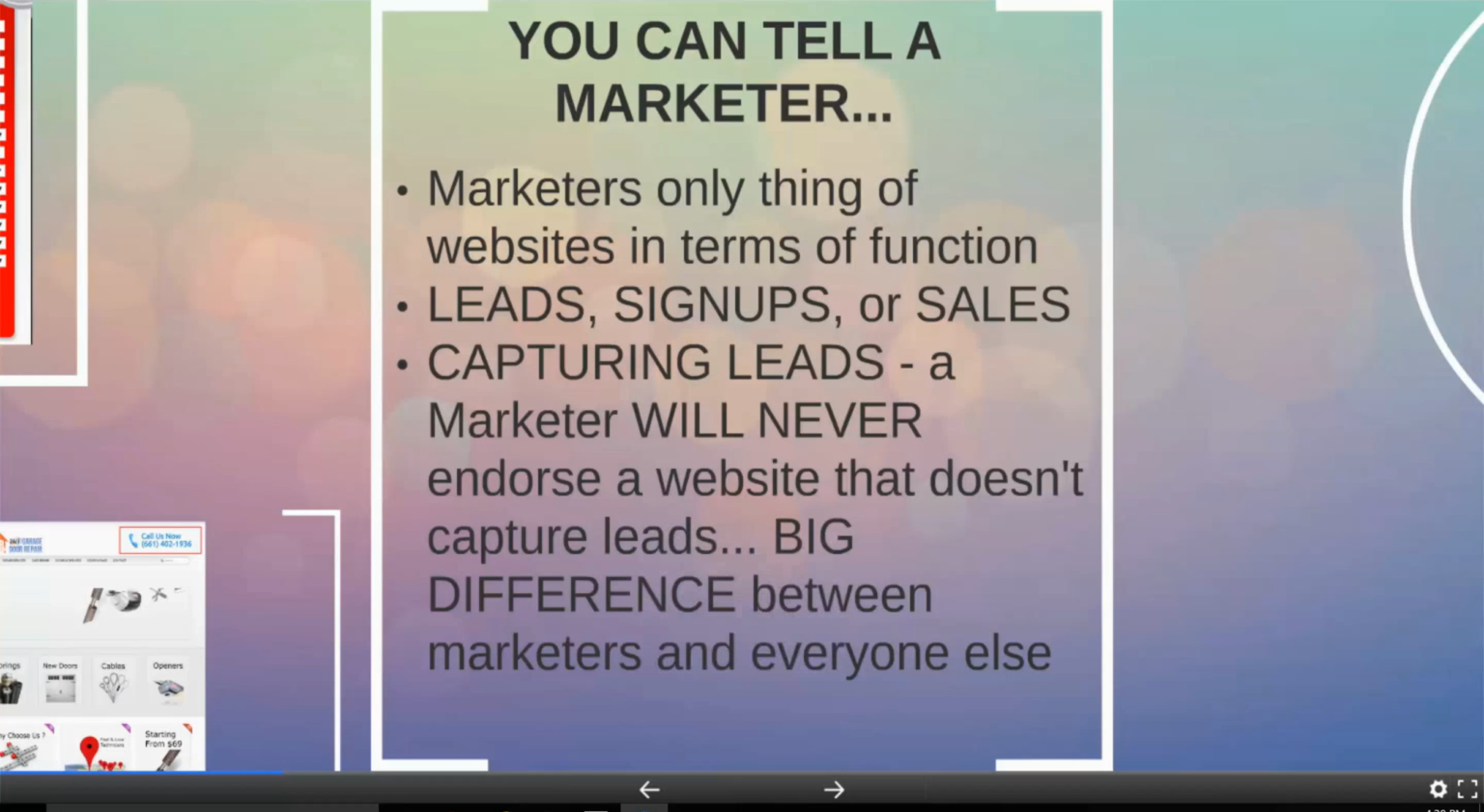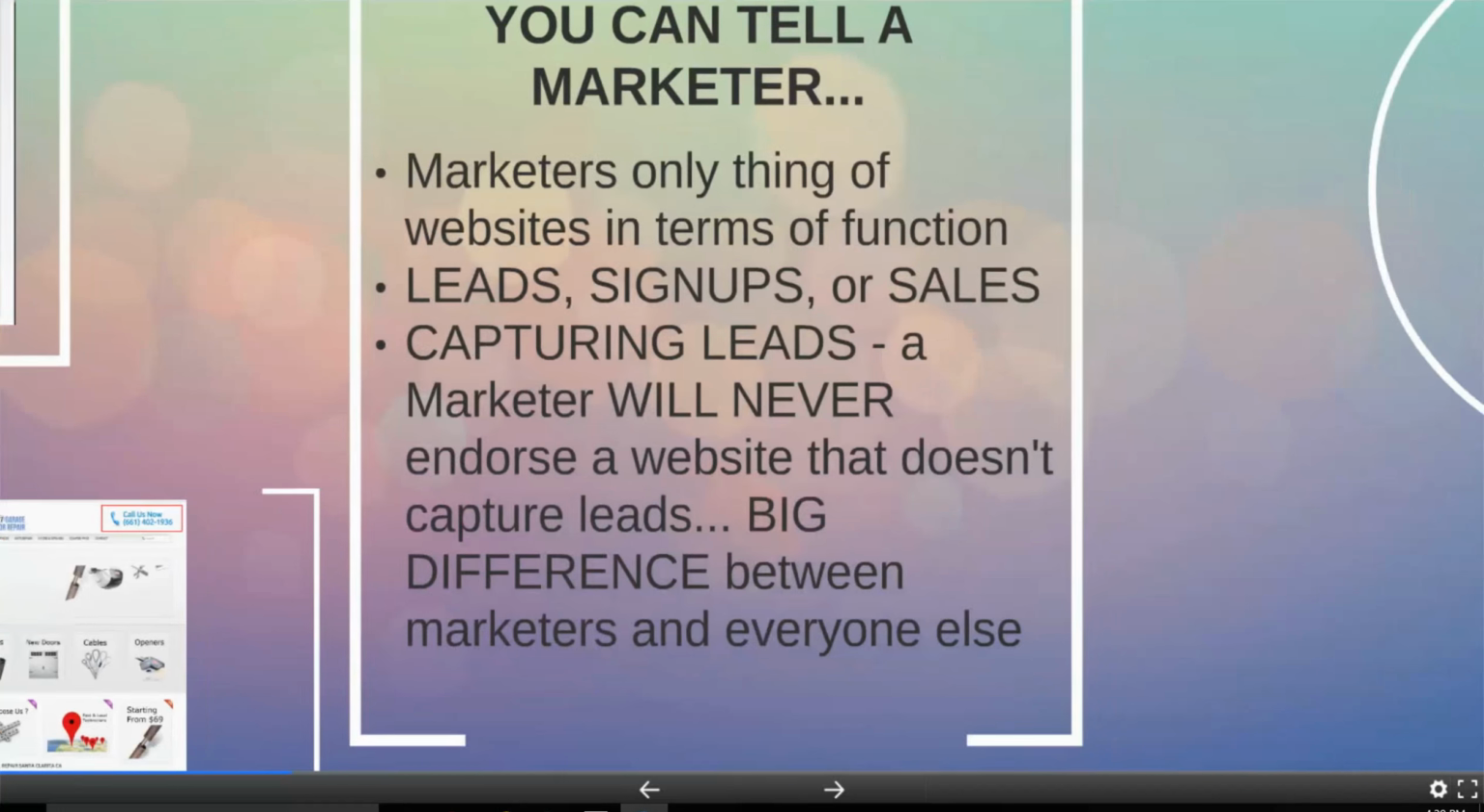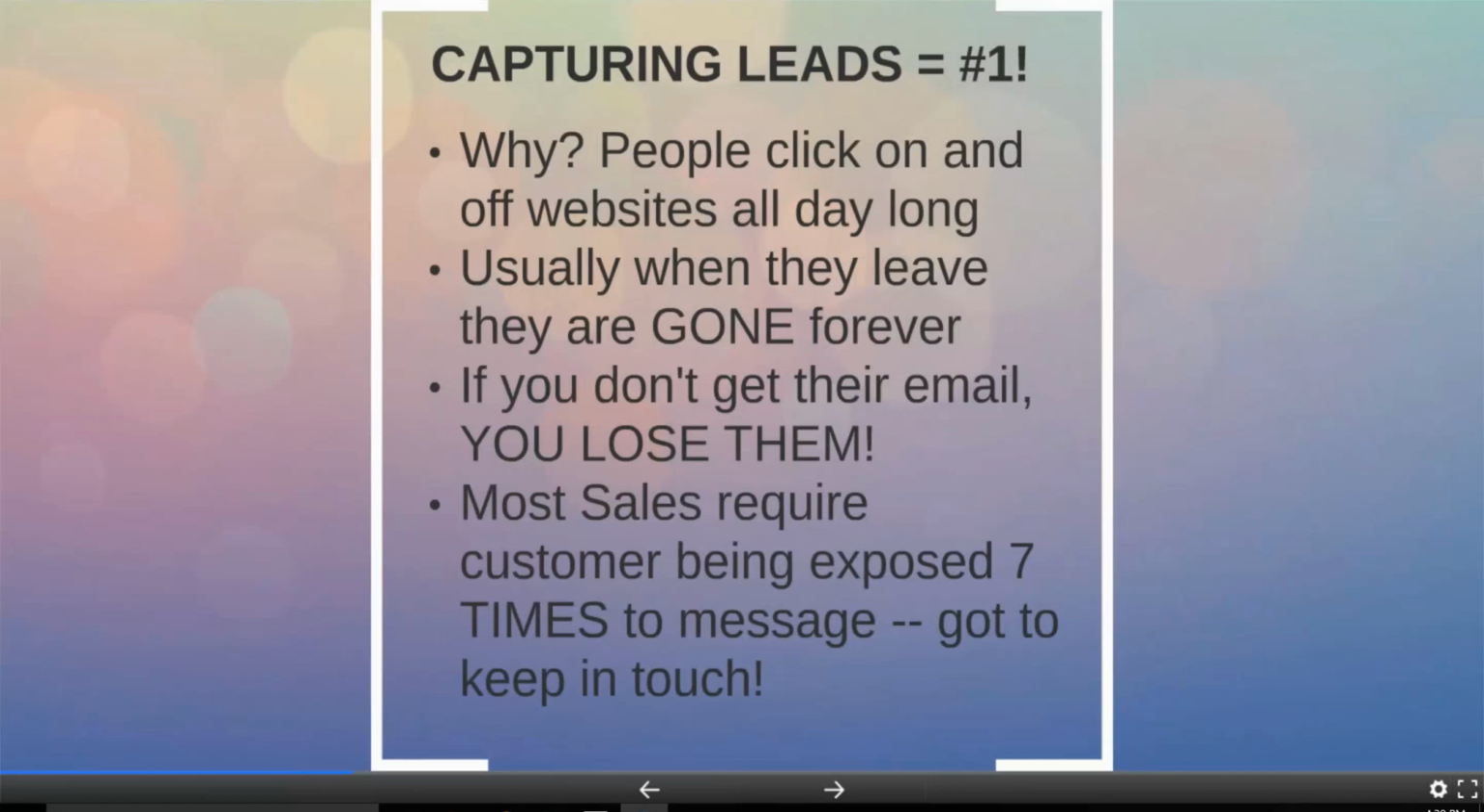So it's like if you're being quizzed by an employer and they show you a website and it's got lots of pretty flash and it's like, ooh, this has some nice gizmos on it, but there's no way to get someone's information, then if you don't say, hey, how are we capturing people's info, you fail as a marketer. So capturing leads is number one.